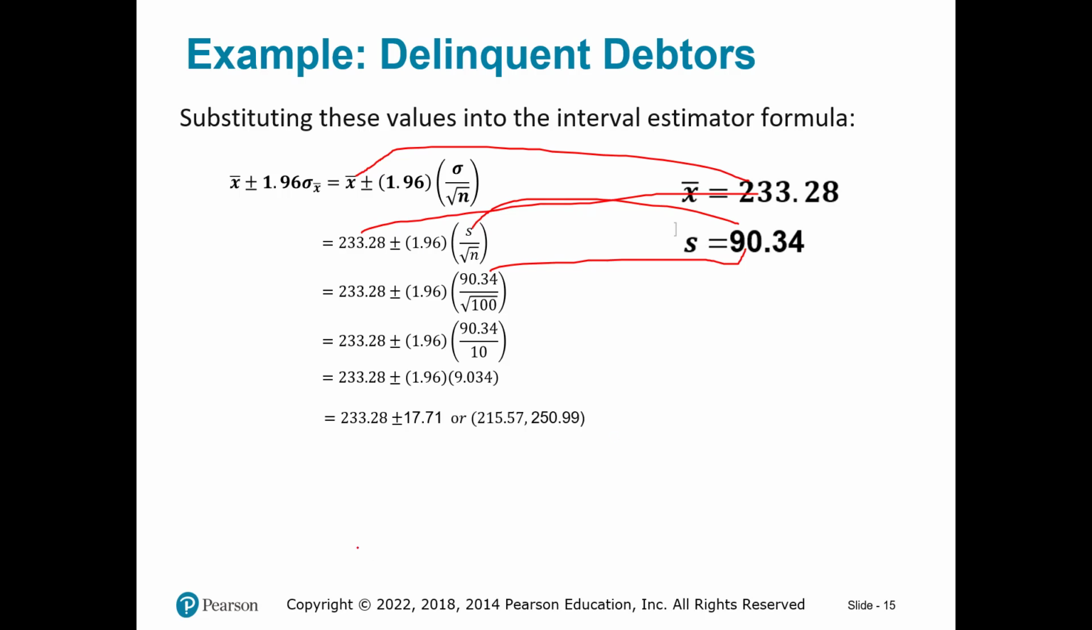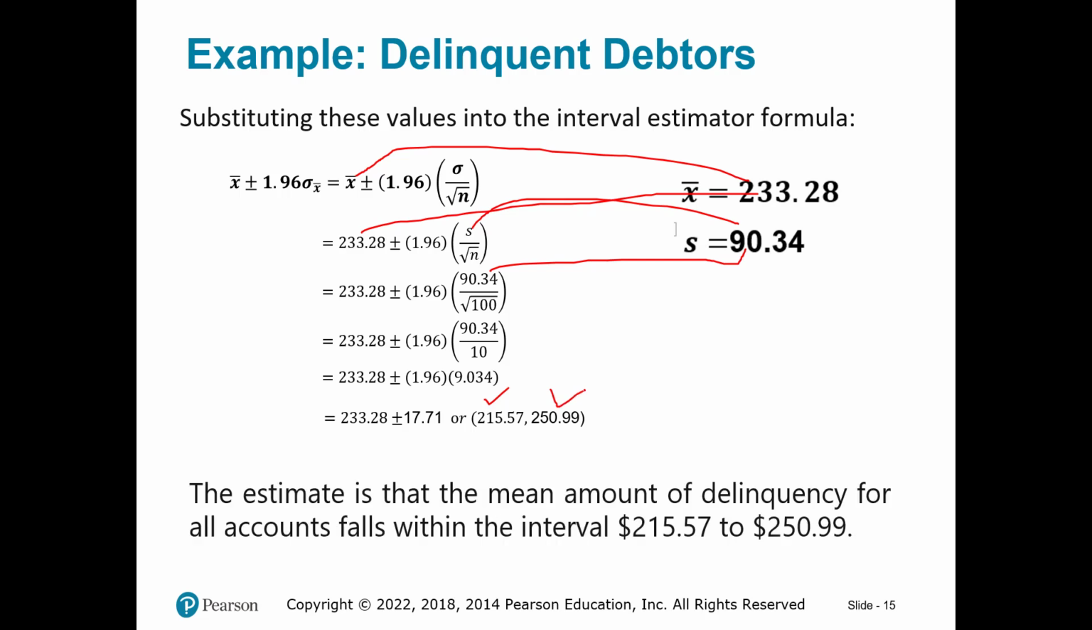So that is 233.28 plus or minus 17.71, which gives the lower limit and the upper limit. So this is the interval. The estimate is that the mean amount of delinquency for all accounts falls within the interval 215.57 to 250.99, or 251, we can say.